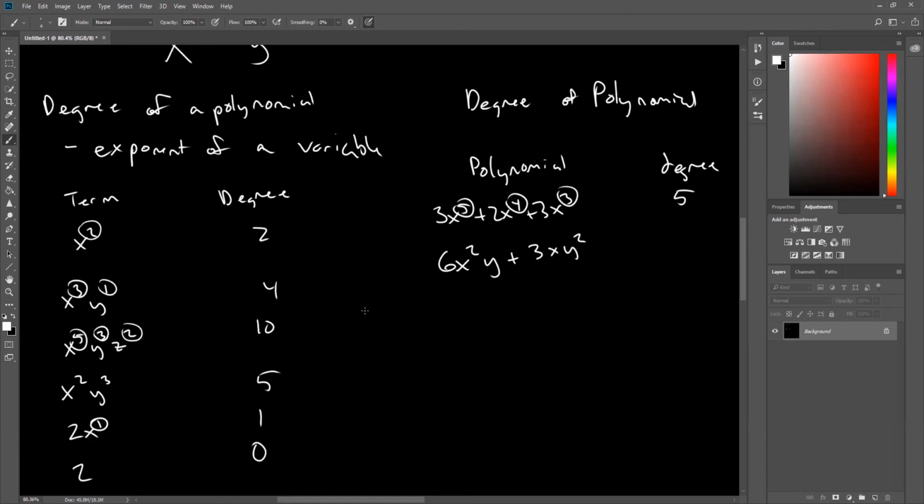So we find the degree of both these terms, and then whichever one is larger, or even if they're the same, that's the degree of the polynomial.